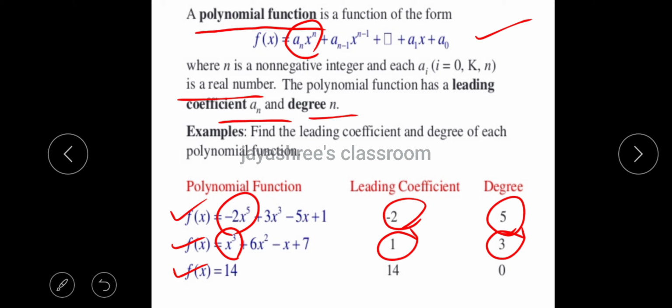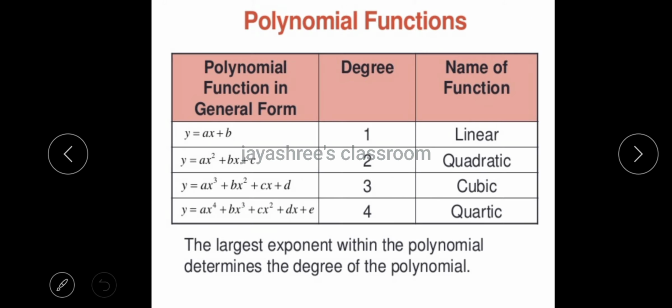Now in the last example, f of x is equal to 14. The leading coefficient is 14. And what is the degree of this polynomial? It doesn't contain any variables. Therefore, the degree of this polynomial will be 0. That is polynomial functions.